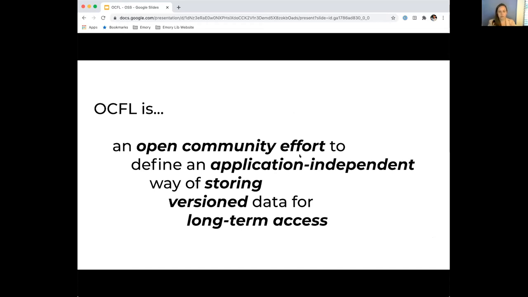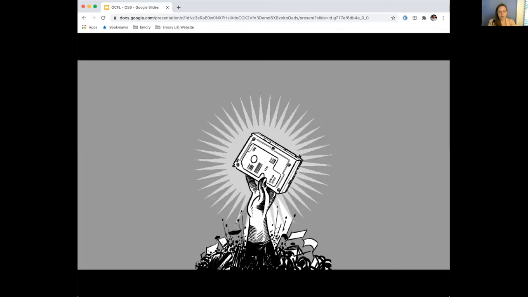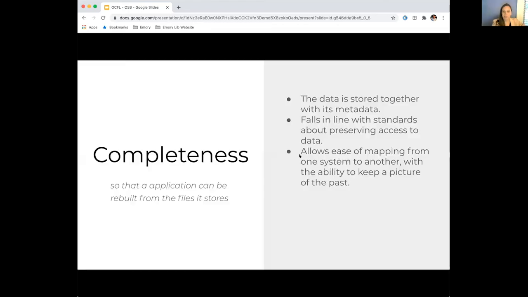So for those of you who have repositories or maintain applications, you know that making sure that you have content available for the long term can be difficult. This is our lovely logo, which of course shows the hard drive coming out of the rubble of the end of the world, because you know that's really what a lot of times repositories are looking for, is how do we keep things forever.